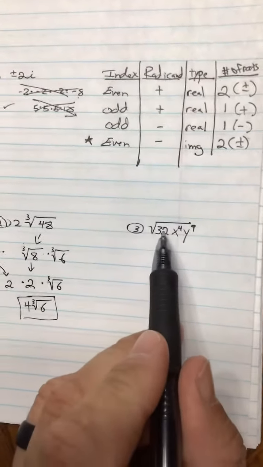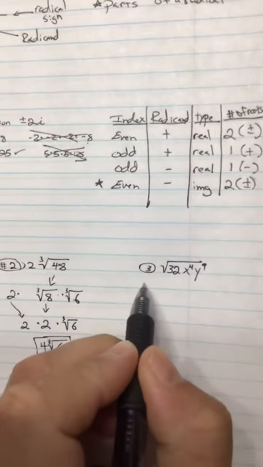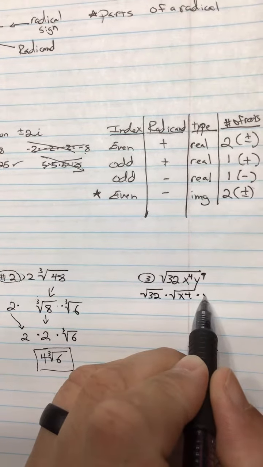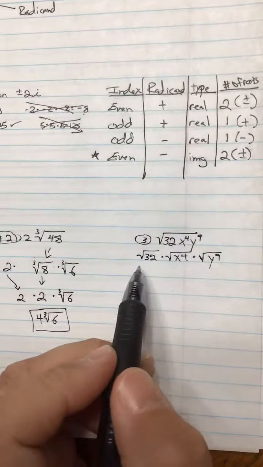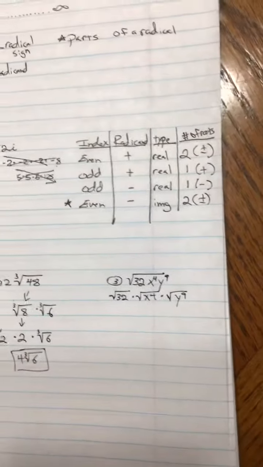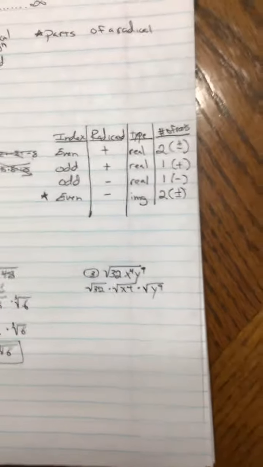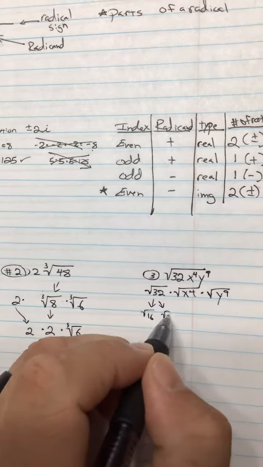Alright, let's take a look at this third one here. I've got the square root of 32 x to the 4th y to the 9th. Let's break this apart. I like to say the square root of 32 times the square root of x to the 4th times the square root of y to the 9th. So 32, I know 16 and 2. So the square root of 16 times the square root of 2.